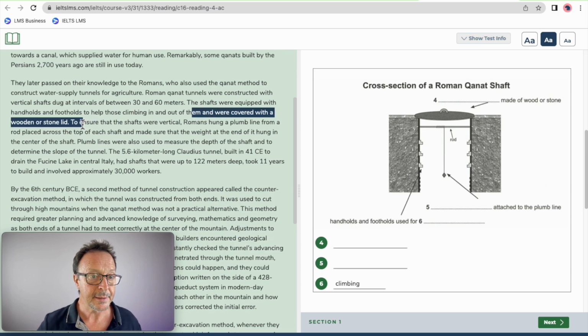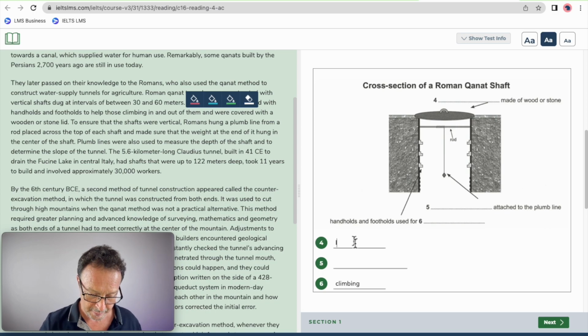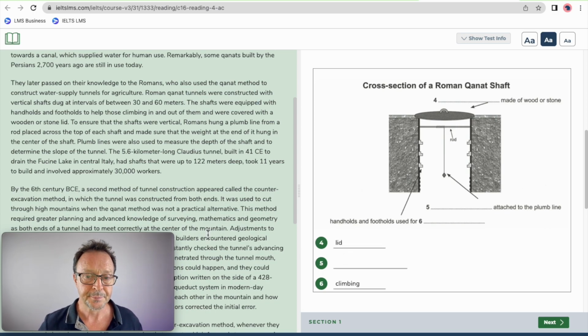And straight away, climbing out, and they were covered with a wooden or stone lid. So I guess that one, a lid made of wood and stone. That's number 5. Number 4, and number 5. I saw that as well.